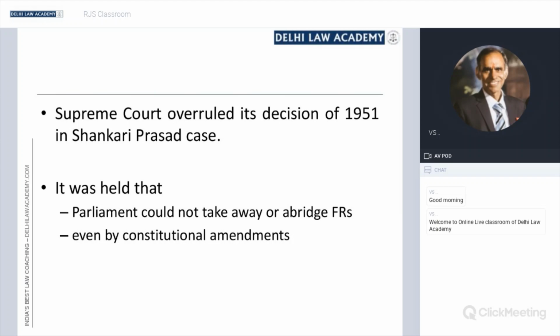The first thing, the Supreme Court overruled its decision of 1951 in the Shankari Prasad case. So the case which we have just now discussed, the findings given in that judgment have been specifically overruled, and overruling that judgment, in Golaknath's case, the Supreme Court held that Parliament could not take away or abridge the fundamental rights even by constitutional amendments.